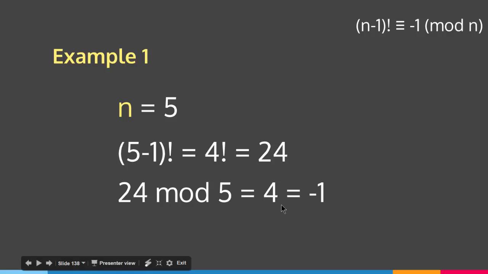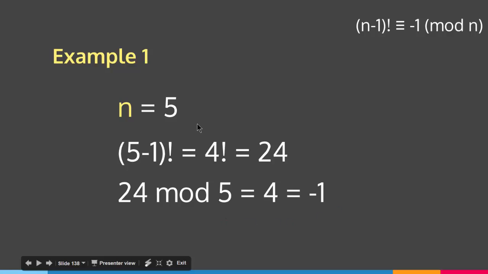And as you know, 4 equals minus 1 mod 5. If you don't know why 4 equals minus 1 mod 5, we talked about how to find the mod of a particular number, especially if you have a negative number. If you have a negative number, all you do is add your n, in this case 5, to the negative number until you reach a number which is between 0 and your n. So if you have minus 1 and you add n to it, which is 5, minus 1 plus 5 equals 4. Therefore, 4 and minus 1 are equal in mod 5. As you can see, 4 factorial, which equals 24, equals minus 1 mod 5.